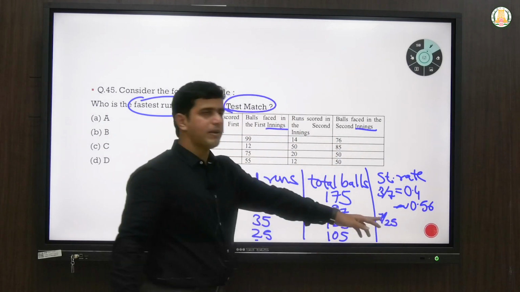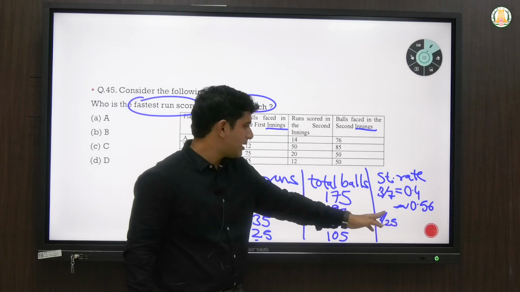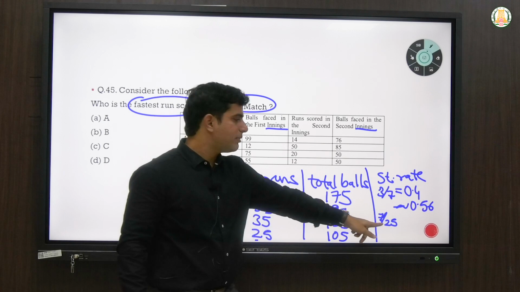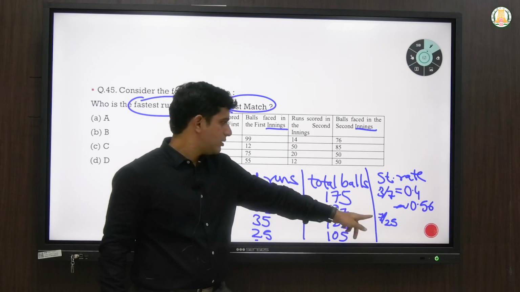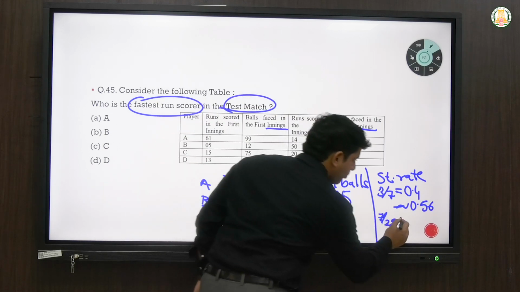Yeah, now this is 7 by 25. Now how do you convert this? Multiply by 4 here and multiply by 4 here. If you multiply the denominator by 4, it becomes 100. The numerator becomes 28. So it is a simple 0.28.